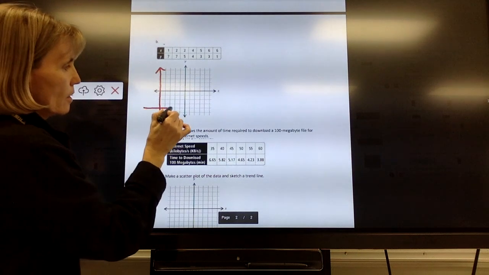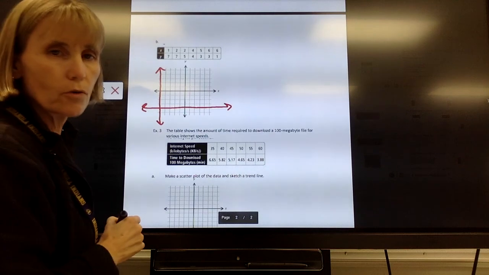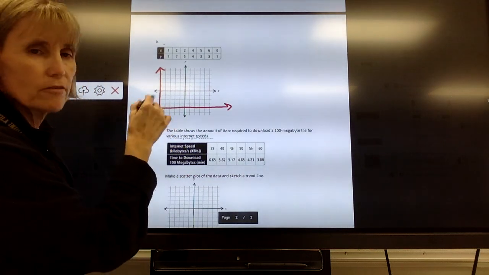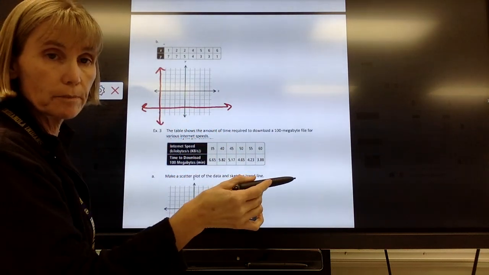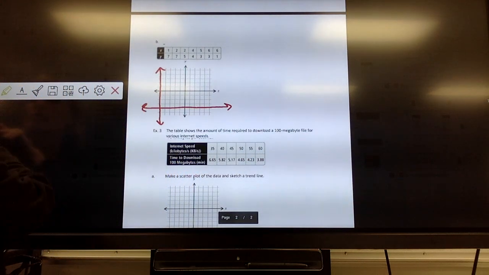And this is going to be my x-axis. And you're welcome to do that. If you're drawing your own graphs on your notebook paper, you can do that. Or if it's given to you on a worksheet, you can change where your axes are. Okay, now I'm going to plot my points.